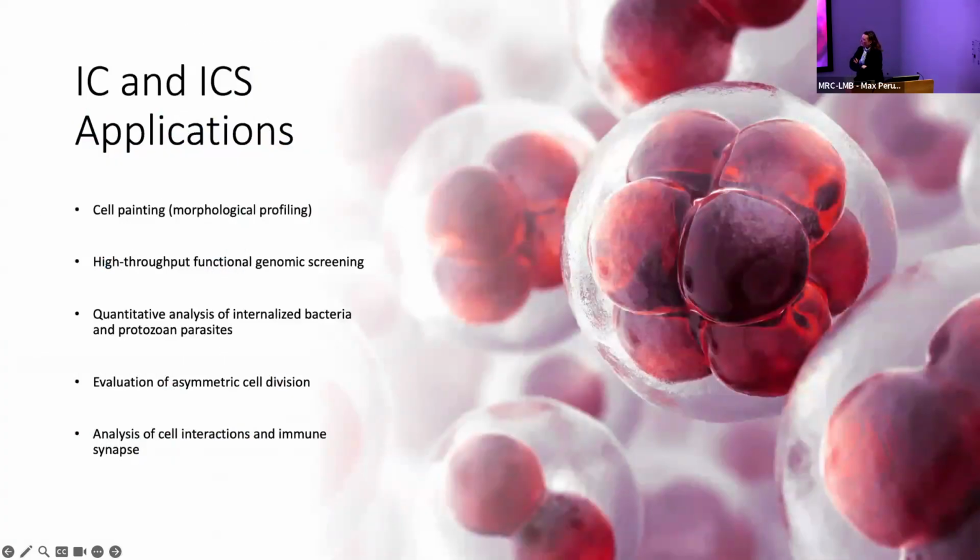A couple of the applications. The first is using cell painting or morphological profiling. We can use this for high throughput functional genomic screening, as I mentioned, CRISPR screening. Things like quantitative analysis of internalized bacteria and protozoan parasites, more analysis of asymmetric cell division, and finally, even some analysis of cell interactions and immune synapse.